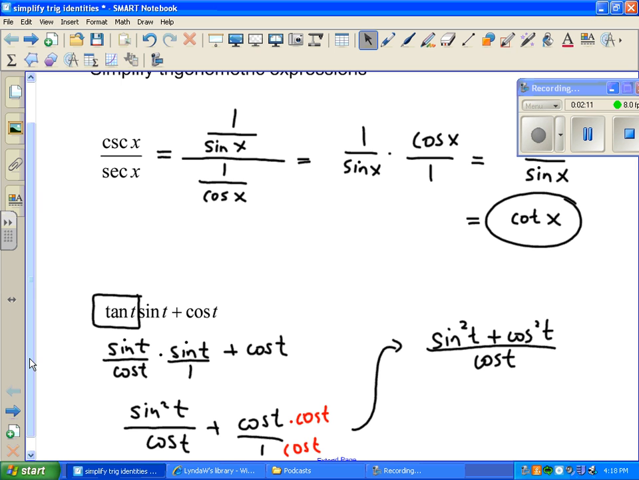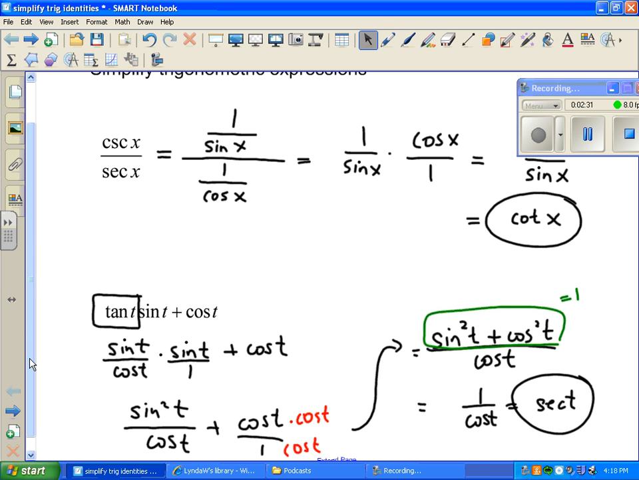Now, if you remember your Pythagorean identities, anytime you see sine squared being added to cosine squared, we can substitute this with 1. So I'm going to change this expression now to 1 divided by the cosine of t, which is the same thing as the secant of t. So again, I took the tangent of t, replaced it with sine over cosine, then I used algebra, the math that goes with fractions, by multiplying, adding, and then I did the substitution with the Pythagorean identity. Okay, so these were just two beginning examples that I would usually start with in my class.